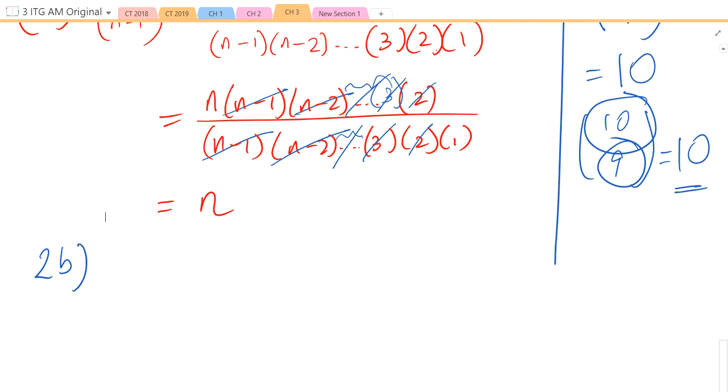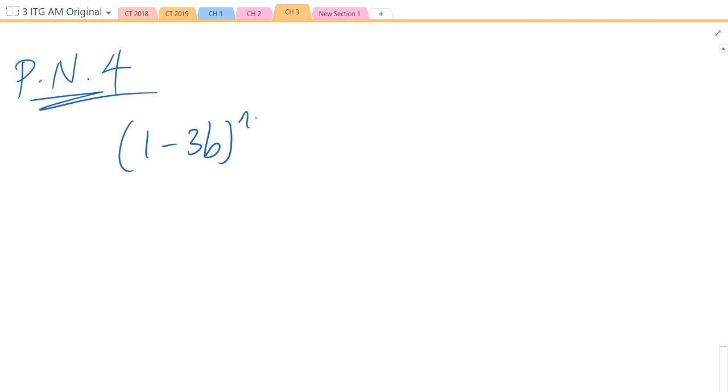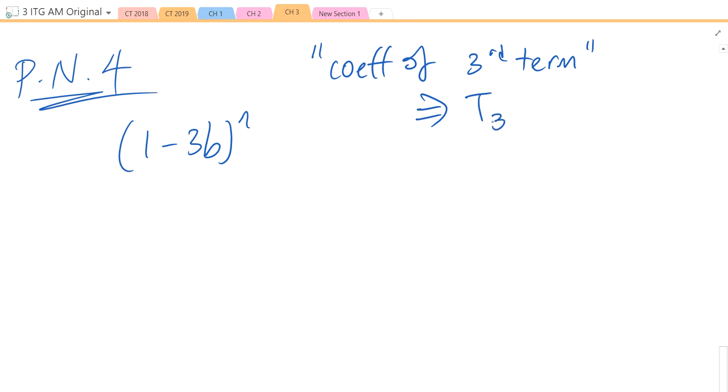Now I'll go through one last question. Practice now 4. In the expansion of (1 minus 3b) to the power n, and again they say it is in ascending powers. So ascending power, make sure that it looks like this form, 1 plus something, or in this case 1 minus something. Coefficient of the third term. This tells me that I'm looking for term number 3. When I write it like this, does it remind you of anything on the board? The general term formula, right?